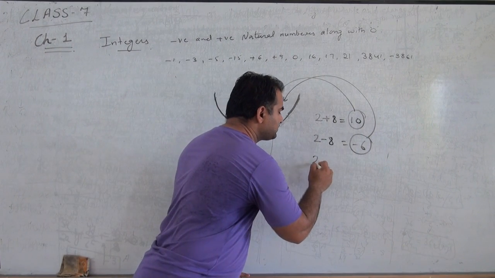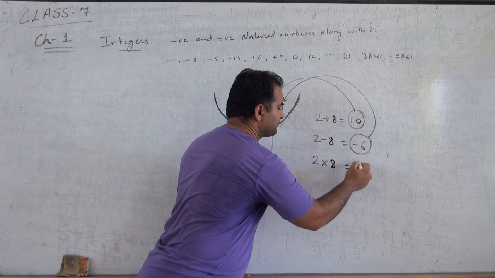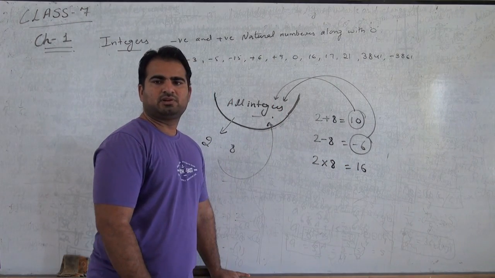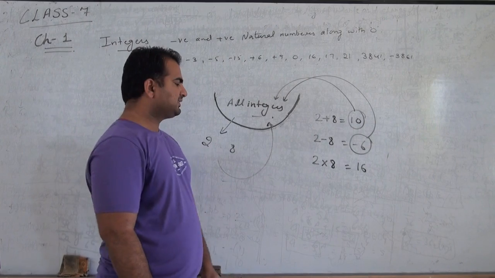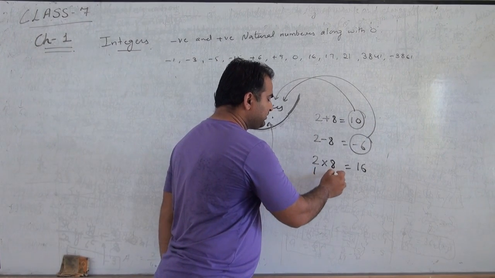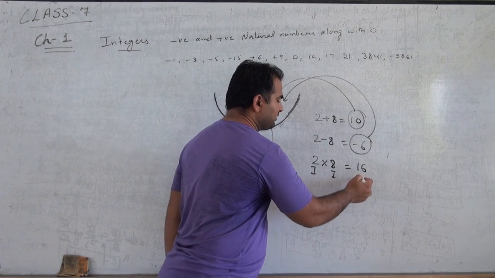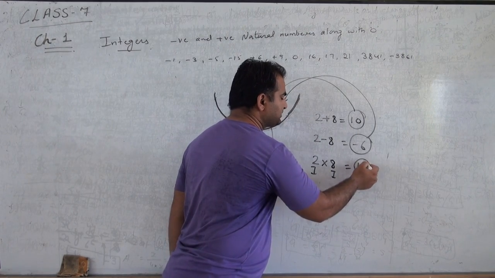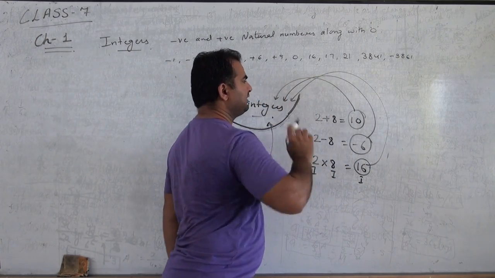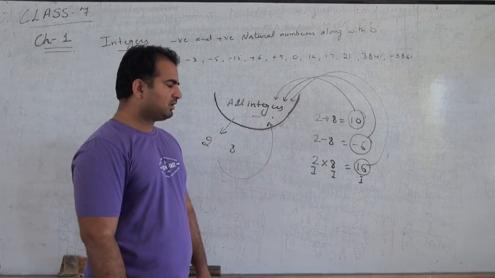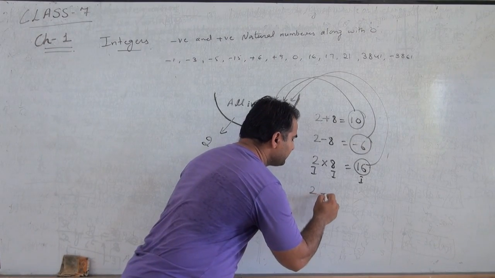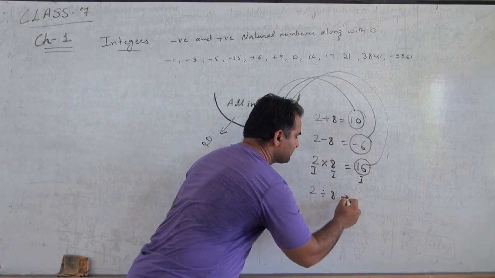Next, what is 2 multiplied by 8? It's 16. An integer times an integer gives an integer, because 16 is also an integer. Done?